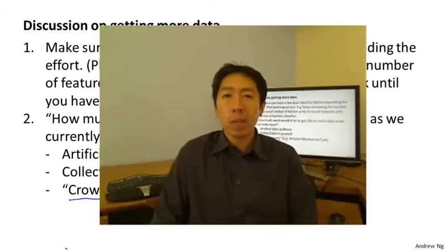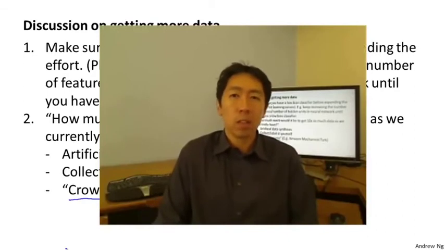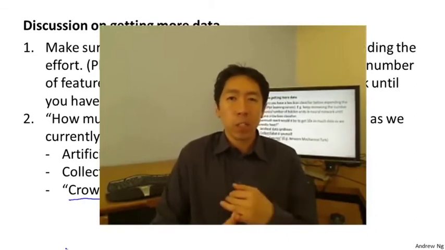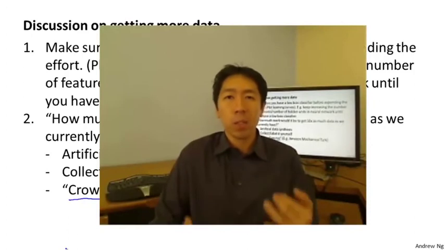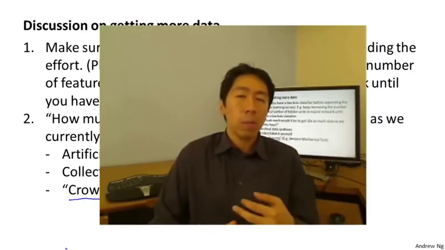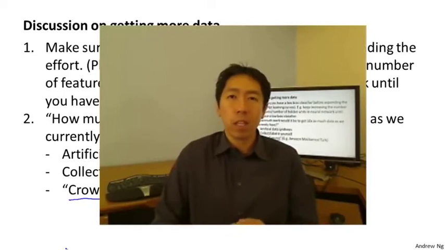So in this video, we talked about the idea of artificial data synthesis, of either creating new data from scratch, like using the random fonts in an example, or by amplifying an existing training set by taking existing labeled examples and introducing distortions to it to create extra labeled examples.